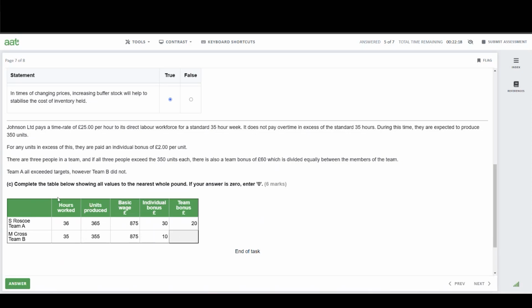Do they get a team bonus? Okay. M cross is in Team B. Team B did not all exceed their target, so there will not be any team bonus payable. Remember that instruction there, if your answer is 0, enter 0. So we must put a 0 in this table. What that tells the system is that I've calculated it, I've looked at it, and I have decided that the answer is 0. I've not just forgotten to answer it. That is my answer. The answer is 0.